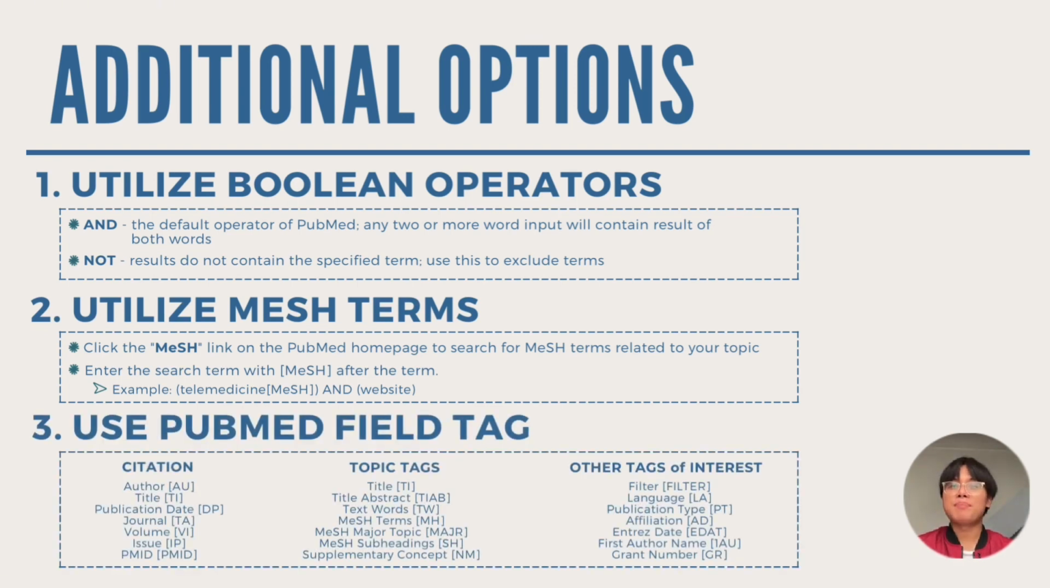Lastly, you may use the PubMed field tag to narrow your search. To use field tags, add the code in brackets immediately following the search term. For example, under the citation, you may type bracket AU, which stands for author. Another example, in topic tags, you may type bracket TI, which stands for title. In other tags of interest, you may type bracket LA for language.